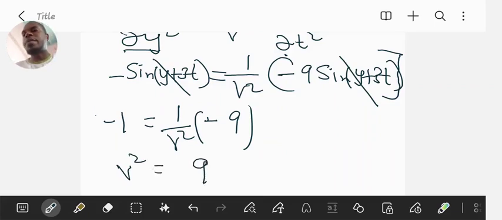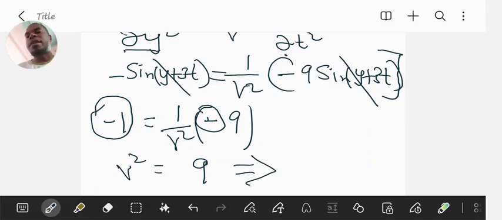I think you know what is happening here. The negative and this negative will cancel as well. Therefore we make v the subject of the formula by finding the square root, and we end up having exactly v as plus 3.